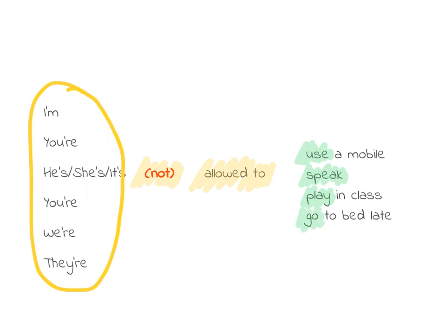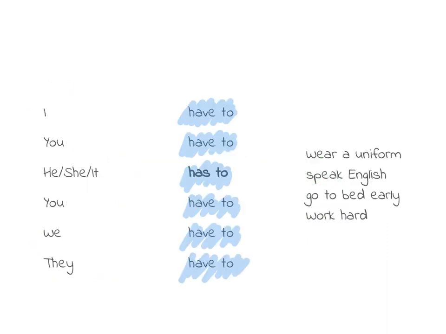For example, I'm allowed to use a mobile, but I'm not allowed to play in class. She's allowed to go to bed late, but she's not allowed to use a mobile.